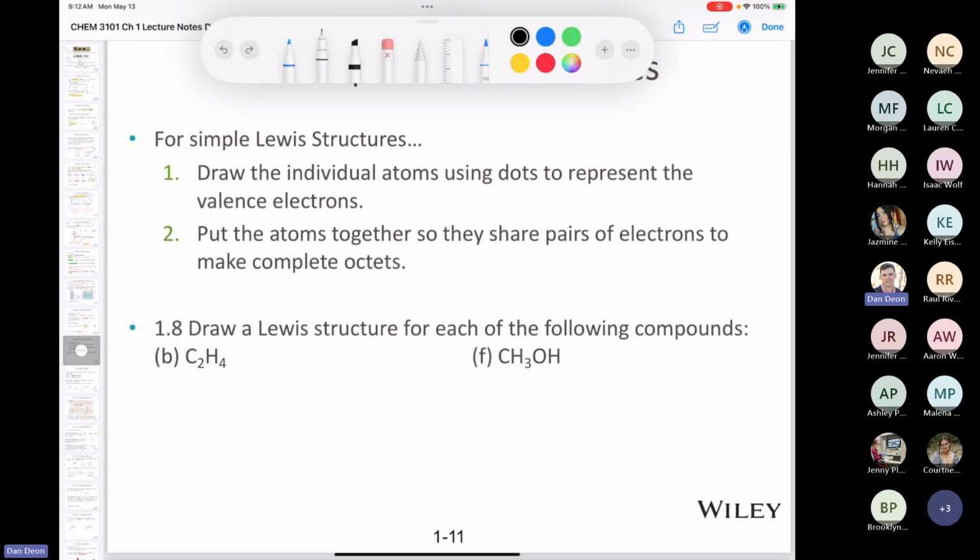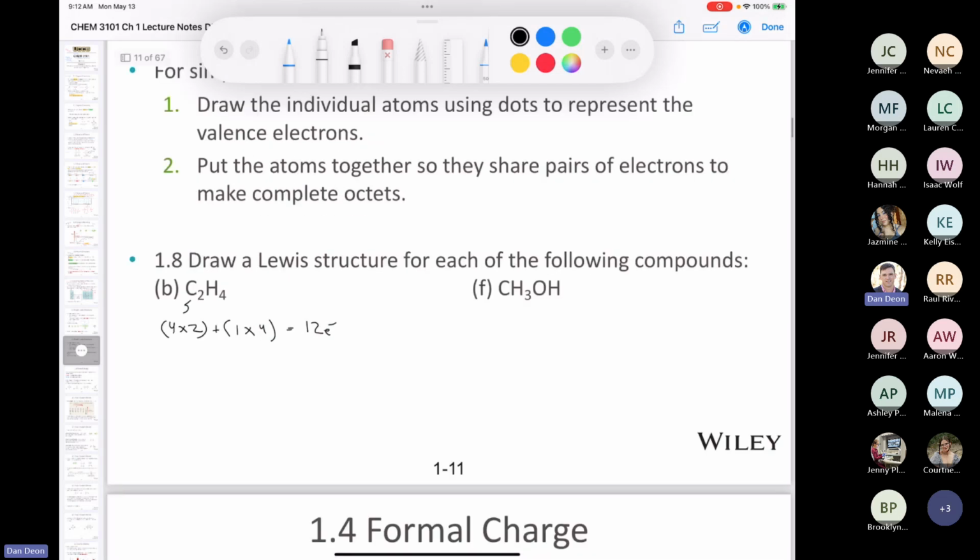How many total valence electrons do we have for this compound? Well, there's 2 carbons. Each carbon has 4 valence electrons, so we'll put 4 times 2, and then each hydrogen has 1, and there's 4 of those. So that gives us 8 plus 4, a total of 12 valence electrons. Now we know that hydrogen only has 1 bond ever. Hydrogen always forms 1 bond.